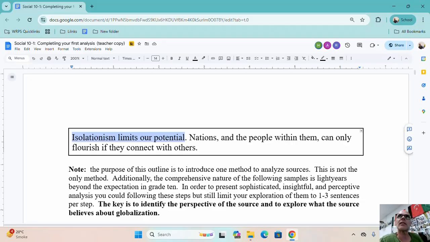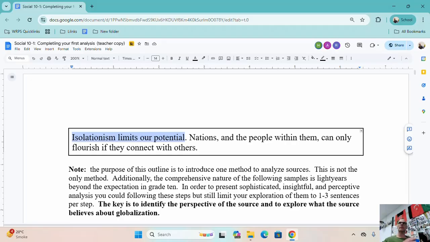So in order to get to an S, which is you generally get the source, you would identify this source as an anti-isolationist, pro-globalization perspective that promises flourishing as a consequence of connecting and attacks isolationism as it links that with limiting our potential. If you, in your analysis, generally identify and explore that, you're at an S. You're not incorrect, you're not incomplete, but you could be more sound, more specific, more capable, more adept, and maybe even insightful and comprehensive. So how do we go beyond the S?